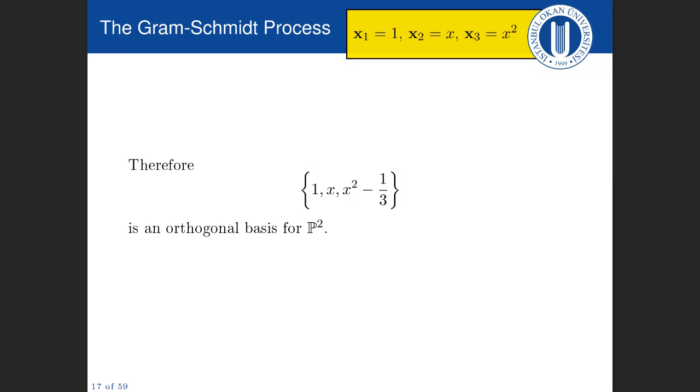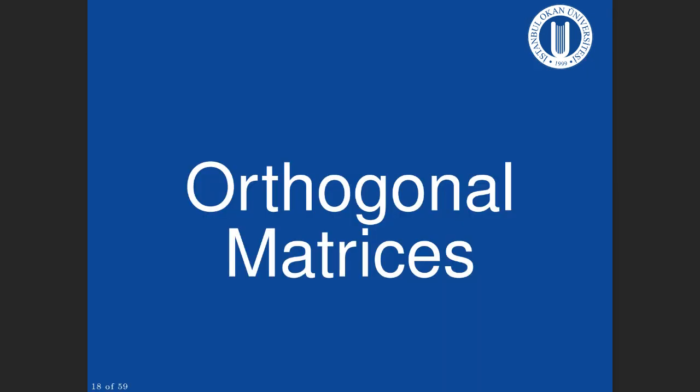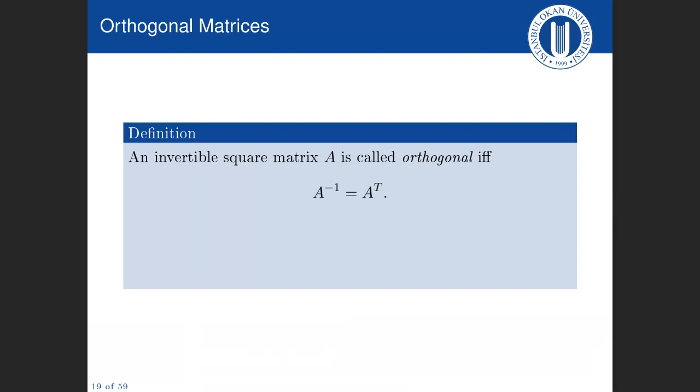We're going to need the Gram-Schmidt process later today, but first, we're going to change topic. Next, I want to talk about orthogonal matrices. We've done orthogonal sets, now orthogonal matrices. And I start with the definition.